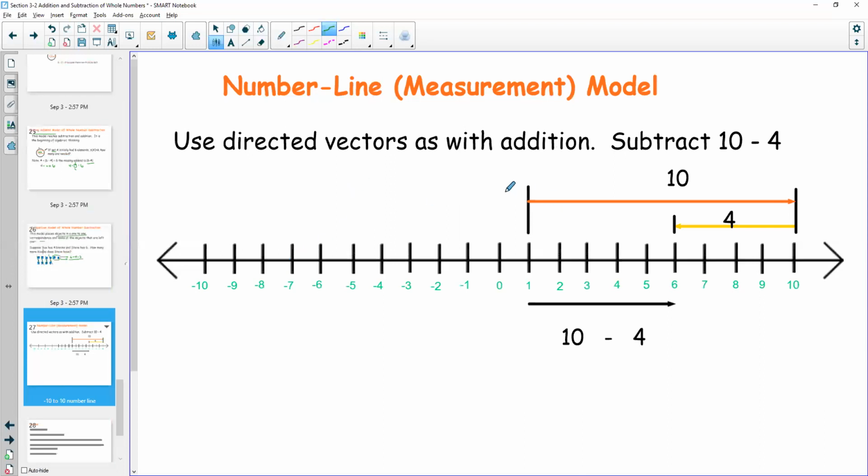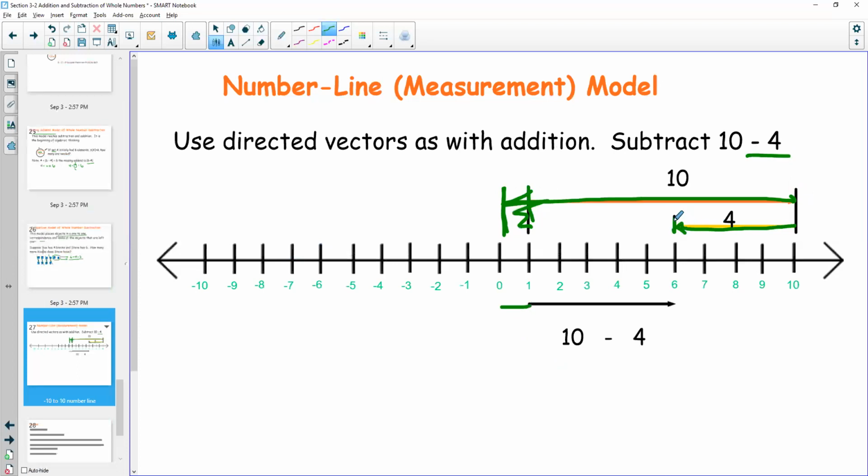Okay, it's just that this one is still not right. That line should be there. This line is bad. Use the green one. Okay, so I start my first vector with my first number. I go from 0 all the way to 10. But from 10, when I subtract away, I go backwards. So from 10, I go back and take away 4.